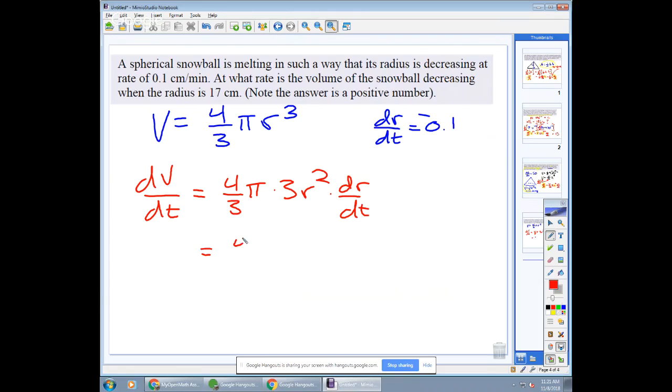So then we just plug in the given information, 4/3, the 3's divide out. Let's get rid of that now. 4 pi times 17 squared times negative 0.1. And that's that. Type that in, state the answer without the negative attached to it, because they want to know what the decreasing rate is. Decreasing means the negative. All right. So, next topic.